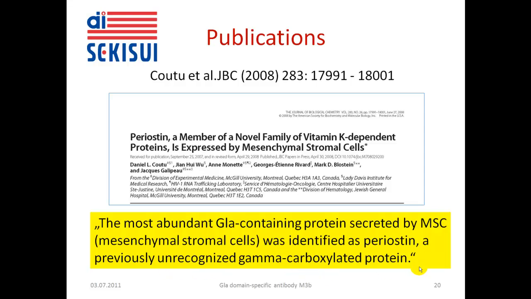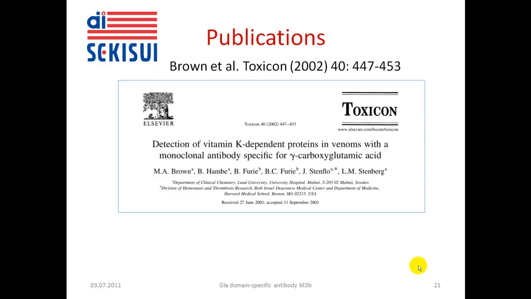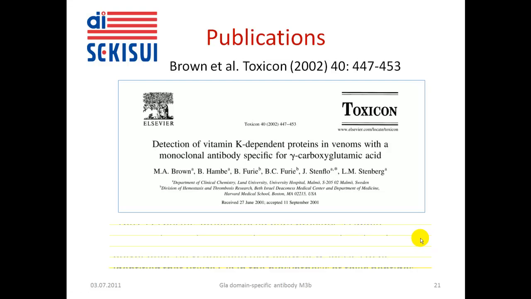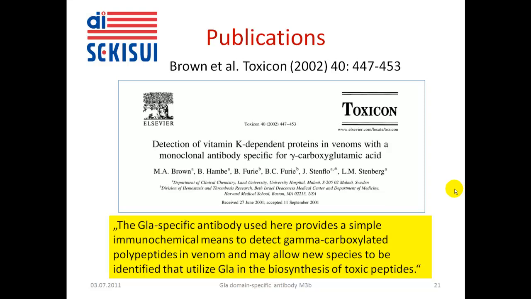gamma carboxylated protein. Brown and colleagues in 2002, they used the antibody for characterization of vitamin K dependent proteins in snake venoms, and again this was an example for using the antibody for immunochemical detection of gamma carboxylated peptides.